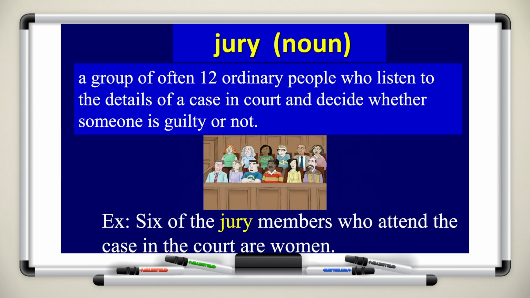Jury. Jury are a group of often 12 ordinary people who listen to the details of a case and decide if someone is guilty or not. Usually we see them in movies. Example, 6 of the jury members who attend the case in the court are women.